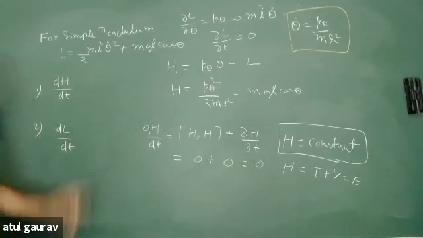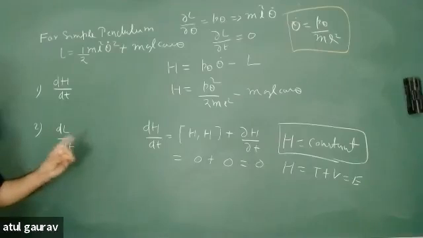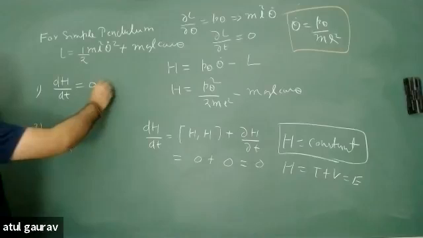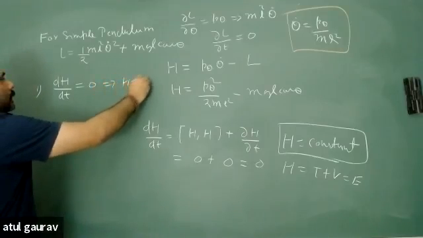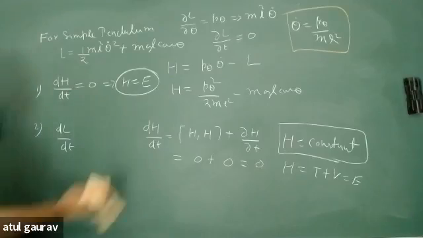Let's try to find what will be dL upon dt. And we know L is T minus V. Let's try to calculate what will be the total energy. So obviously we have dH upon dt is 0, which implies H is a constant, which is identified as energy. Let's go for dL upon dt.